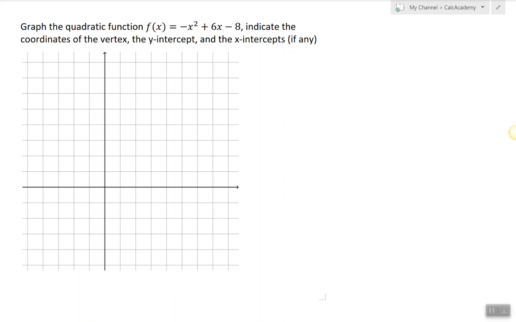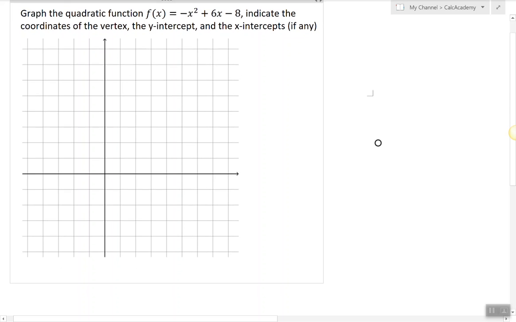In this video, I will show how to graph a quadratic function by analyzing its vertex form. First, let's take a look and see that the equation is actually given to us in standard form. So to write it in vertex form, we have to complete the square.